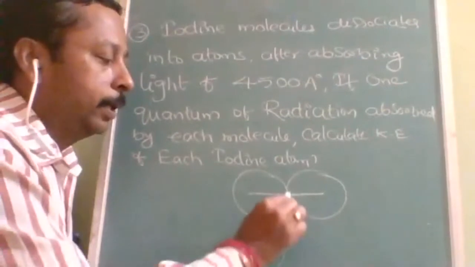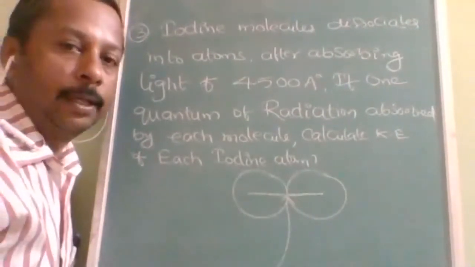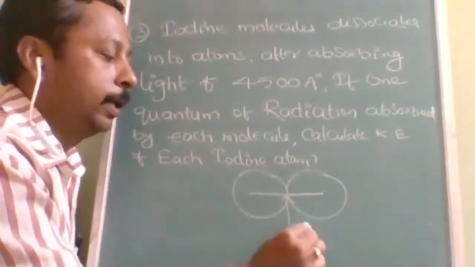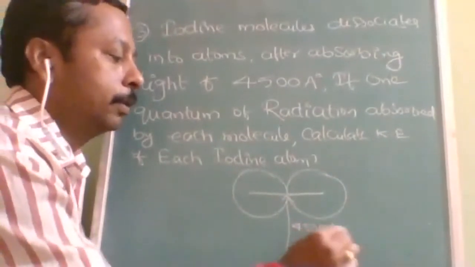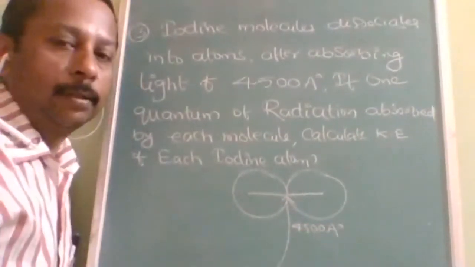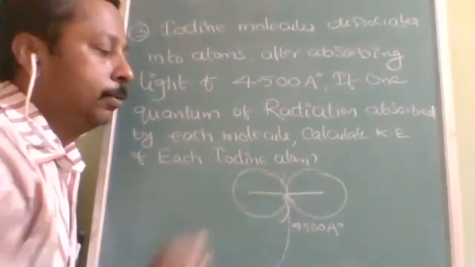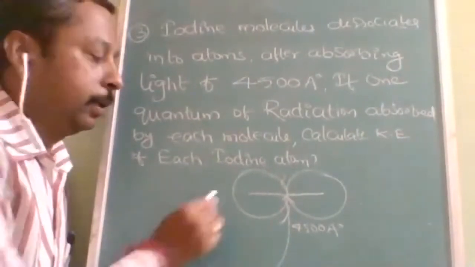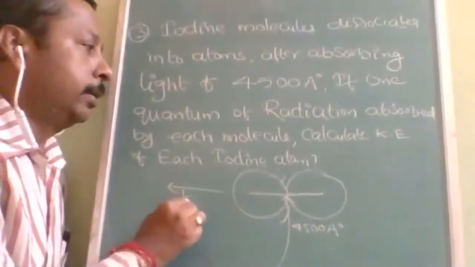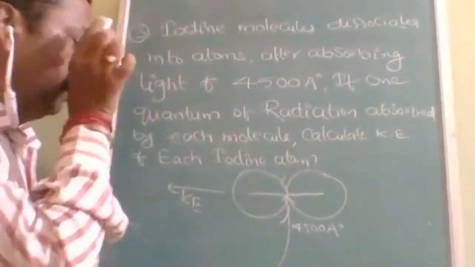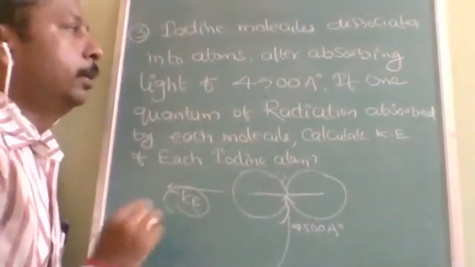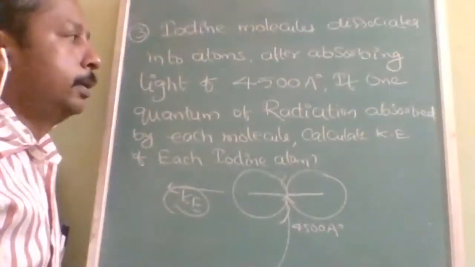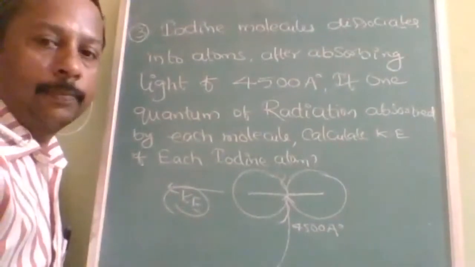So when light enters, light is in the form of energy. By absorbing this light, of 4500 angstrom wavelength, they break into atoms. After breaking, they are moving with some kinetic energy. So what is that kinetic energy? We have to calculate.